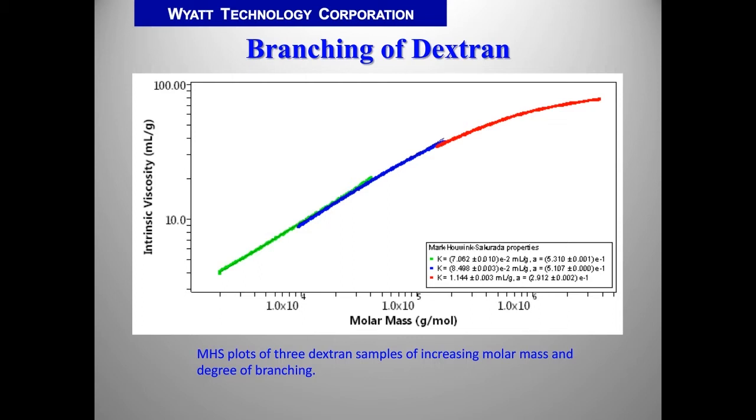Then we have the middle molar mass sample in blue. The slope is slightly lower, and the plot becomes slightly curved. And the low slope at this molar mass range already indicates branching. And for the sample in red with the highest molar mass, the average slope is about 0.3, and the plot is markedly curved. That indicates a high degree of branching for this sample.